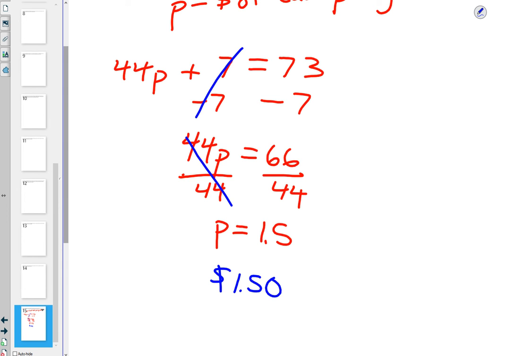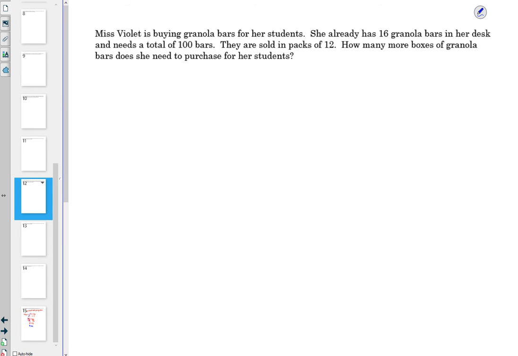And now let's pick another random one so that Rosalind doesn't get out in front. Let's find this one with Miss Violet. She wants to buy granola bars. How about granola bars, Rosalind? Do you like granola bars? No.